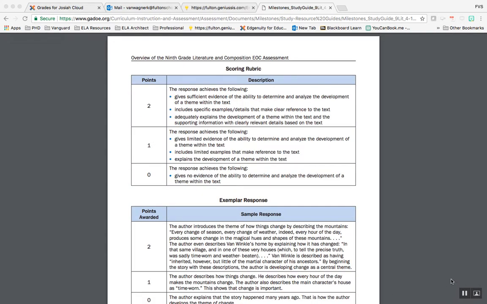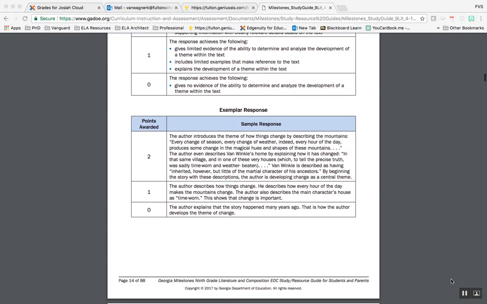All right, here's the scoring rubric for that, because a constructed response is worth up to 2 points. For a 2, which is what everyone should be trying to achieve, the response gives sufficient evidence of the ability to determine and analyze the development of a theme within a text, includes specific examples or details that make clear reference to the text, and adequately explains the development of the theme within the text and the supporting information with clearly relevant details based on the text. So if you notice, everything is being pulled from the text. So make sure that that's a big part of your response.